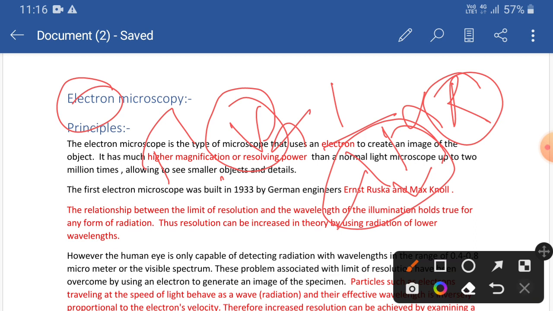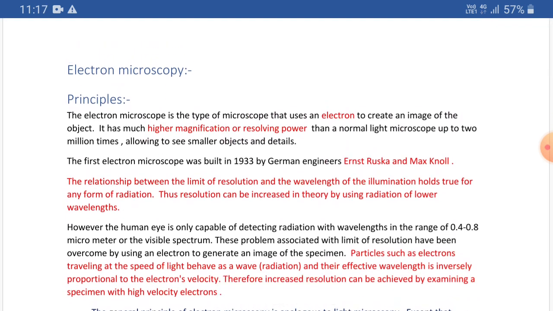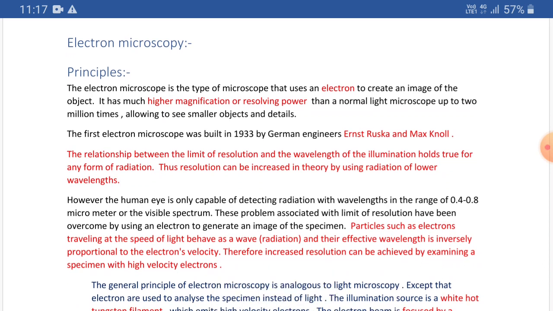That is the idea, and the rest of the things are exactly the same as in the other microscopic techniques we have discussed. Another important thing is that the various lenses we use here, for example the condenser and objective lenses, are electromagnets, not made of glass. So that is the concept of the electron microscopy principle.